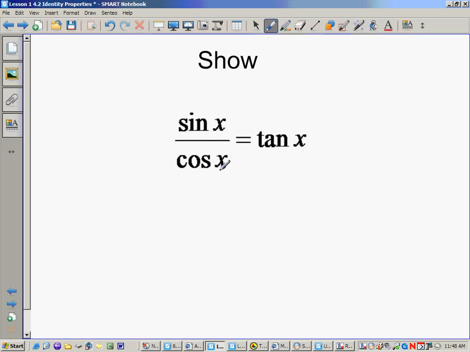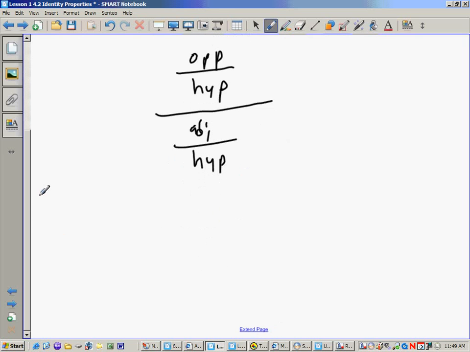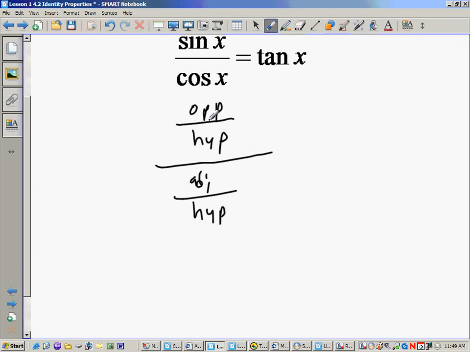All right, since we're getting into proofs, this is one proof we'll start out with. Sine of x over cosine of x, we want to prove that that equals tangent of x. So we start saying sine is opposite over hypotenuse, and cosine is adjacent over hypotenuse. And now this means we're dividing these two fractions, so that's opposite over hypotenuse divided by adjacent over hypotenuse.